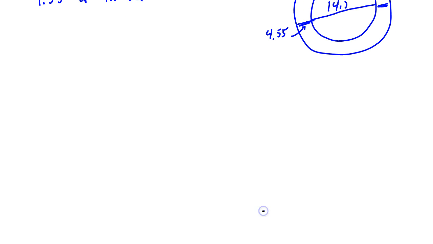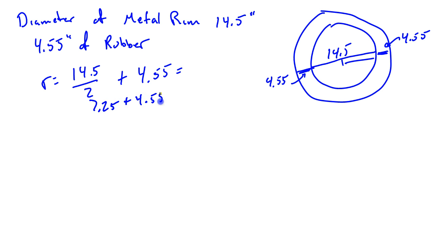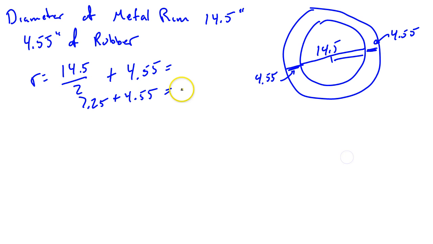Okay, so it looks to me like the radius. Oops, what just happened here? It looks to me like the radius of the tire is going to be half of the 14.5, because I only want that much of it, right? And then add on the 4.55. So that's 7.25 plus 4.55. That's 11.8 inches.